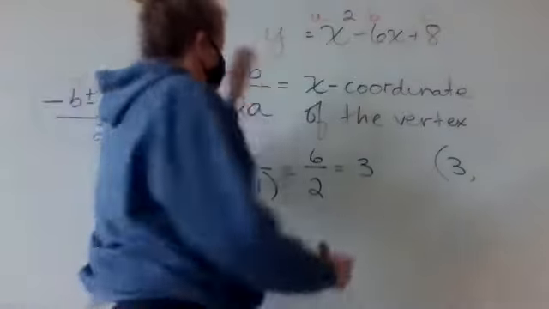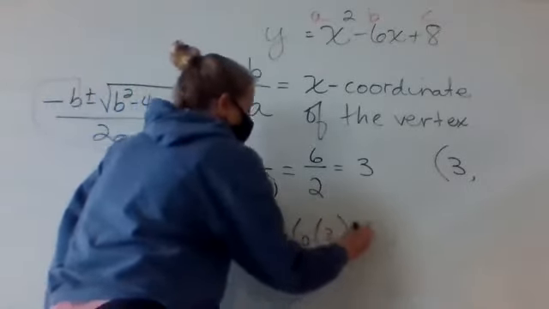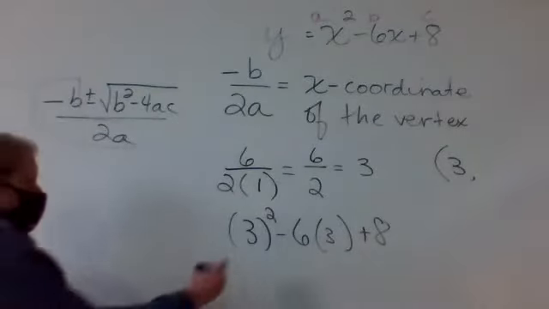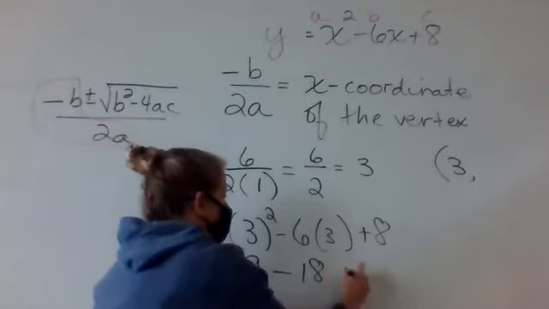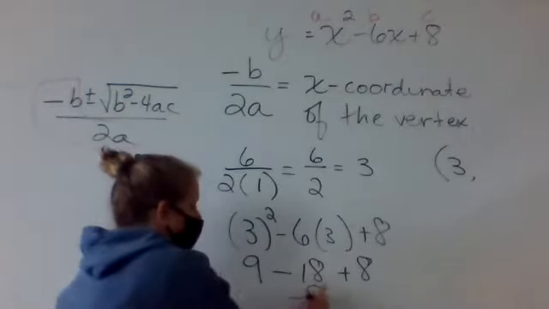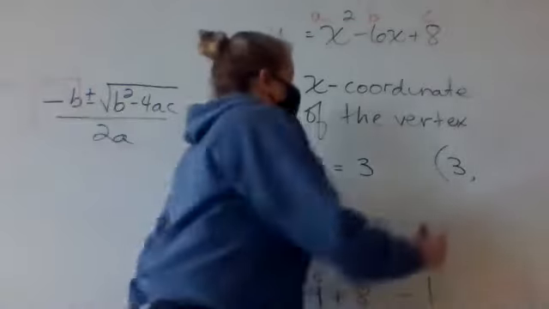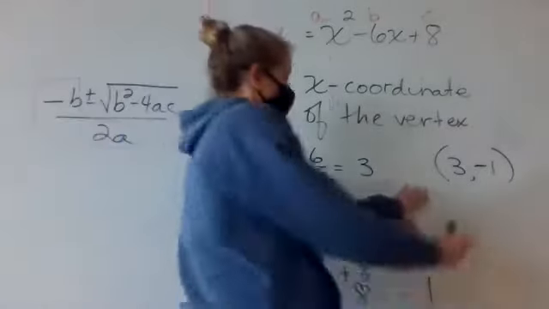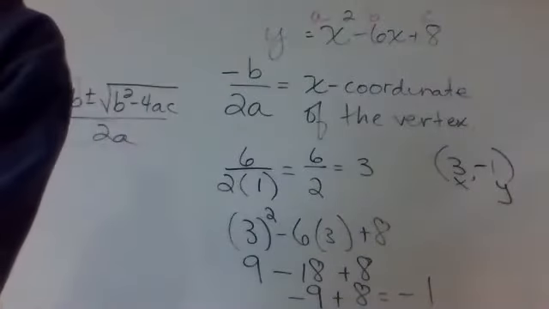So if I replace my x's with 3's, I will have 3 squared minus 6 times 3 plus 8. 3 squared gives me 9. Minus 6 times 3 is 18. Plus 8. So if I add and subtract straight across, 9 minus 18 is negative 9. Plus 8 gives me negative 1. So there is the y-coordinate of your vertex. So now you know the whole thing. You know the x-coordinate and the y-coordinate, which means I can also answer the rest of the questions.